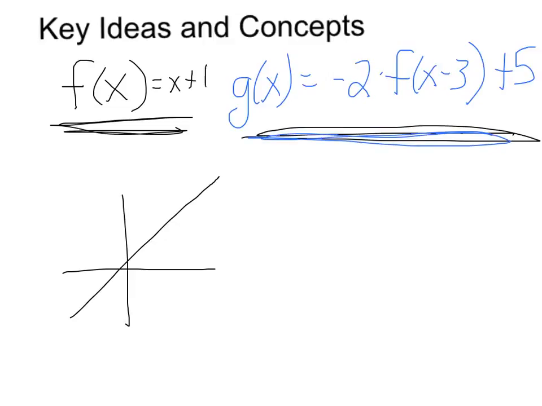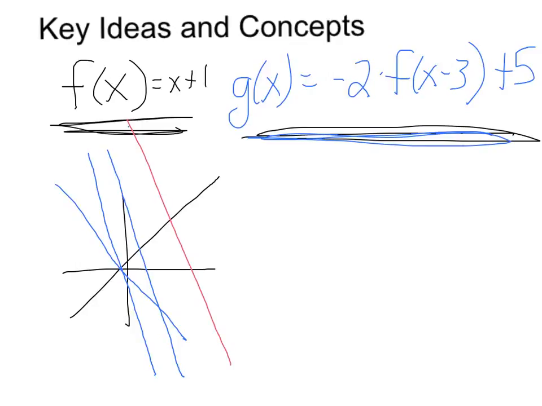And as I said, we reflected it over the x-axis, so there's that. Then we vertically stretched it by a factor of 2, so it looks something like that. Then we moved it to the right 3 units, so it's going to look like that, and then we moved it up 5 units. So our final answer looks something like that, very roughly.